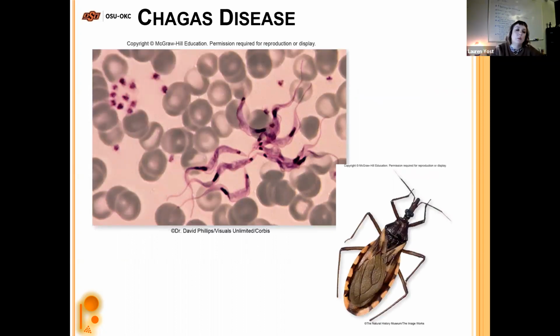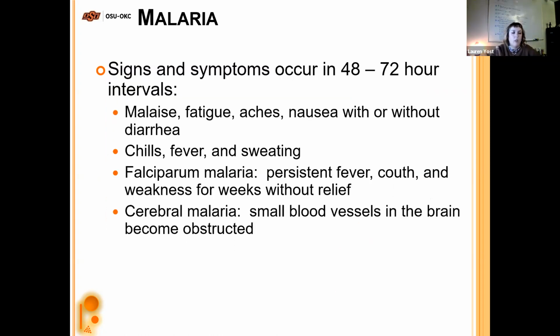This is the kissing bug on the bottom right. And then on the top left, that's the actual organism that causes Chagas disease, the Trypanosoma cruzi. Moving to malaria, signs and symptoms occur in 48 to 72 hour intervals. You'll have cycling of the symptoms, and that's a pretty common thing that we see associated with malaria. The symptoms themselves include malaise, fatigue, aches, nausea. You may or may not have diarrhea. Chills, fever, and sweating are often associated with it as well.